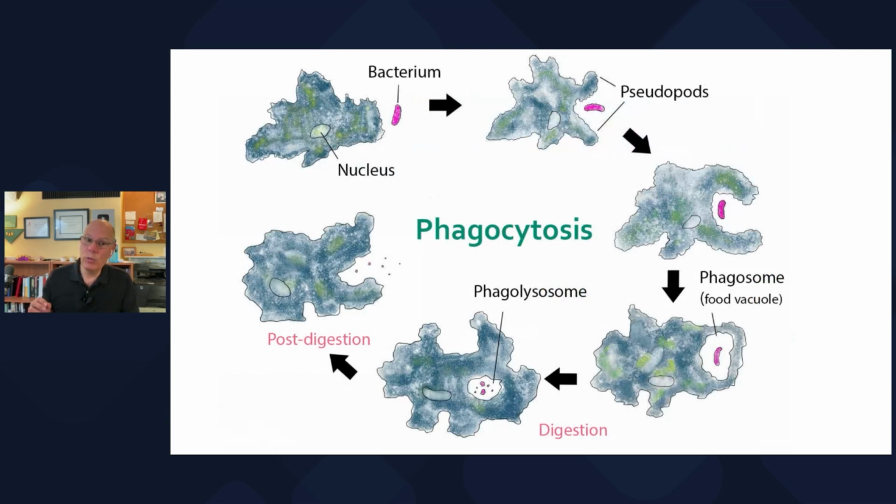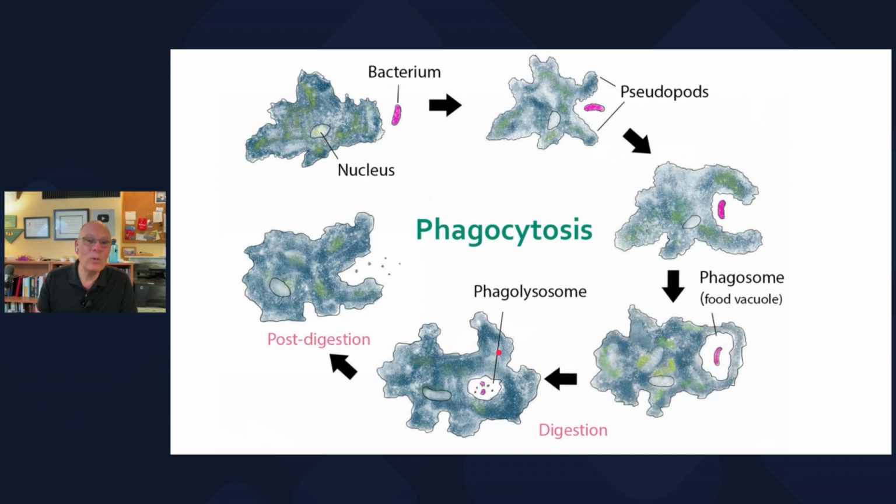Phagocytosis is really cool because it's used by single-celled eukaryotes to engulf and prey on other things. Here what we have is a single-celled eukaryote called an amoeba that meets a bacterium. It extends extensions of its membrane that are called pseudopods. That means false feet. It'll eventually surround that cell and then engulf it in a food vacuole.